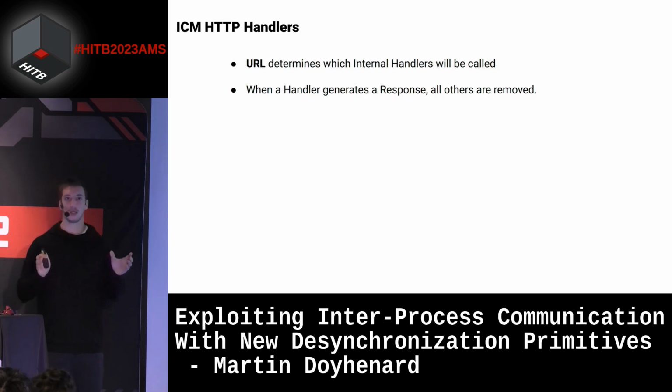I also talked about internal handlers. So what is an internal handler? It is actually a function that is inside the binary of the ICM. And when the HTTP parser reads the request, it will decide which of these internal handlers should be included in the list to resolve the request.